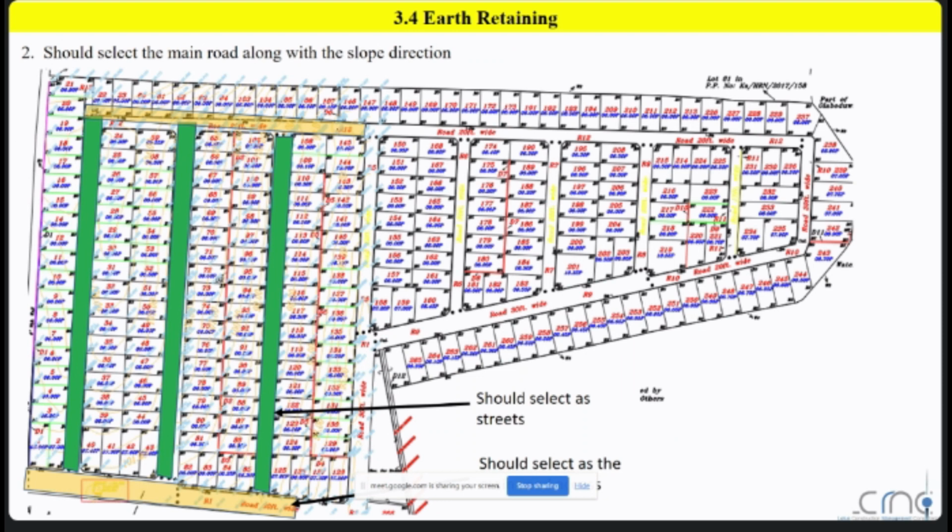This is your land. Now you are going to propose these green-colored roads, which are the access roads. Your main road is here, and this is your land. What you are doing is just developing a schematic sketch, as we normally call it. Schematic sketching, just sketching the concept. This is actually conceptual design.